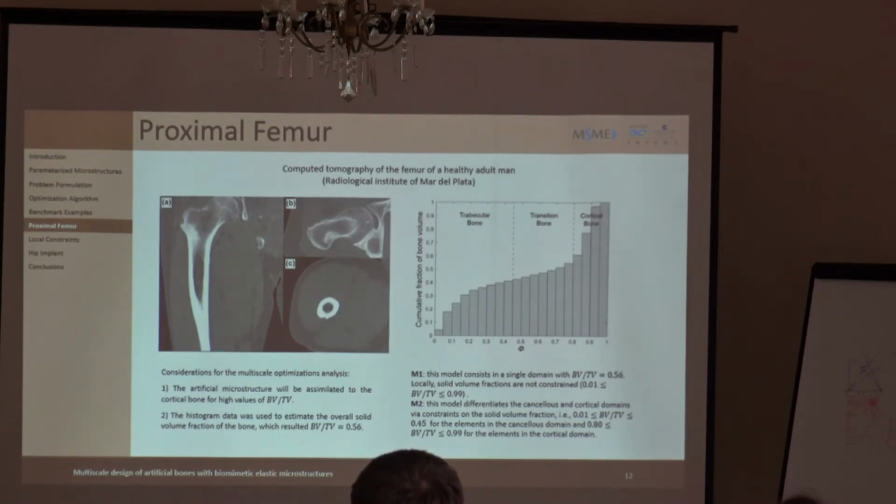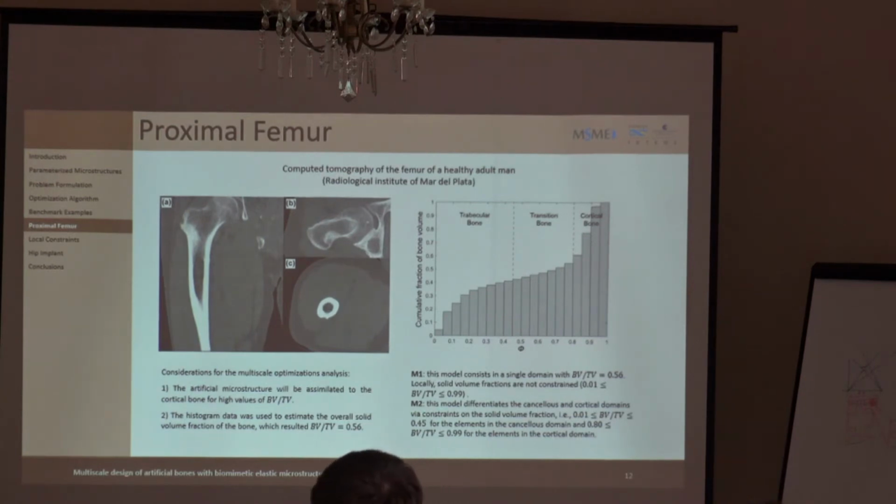We used this method to compute the solid volume fraction of the femur. It is around 56%, the global solid volume fraction of this femur. We also use the information that we obtain here to impose the restrictions in the models. As I said before, the first model only has a restriction in the solid volume fraction at the global scale, at the macroscopic scale.